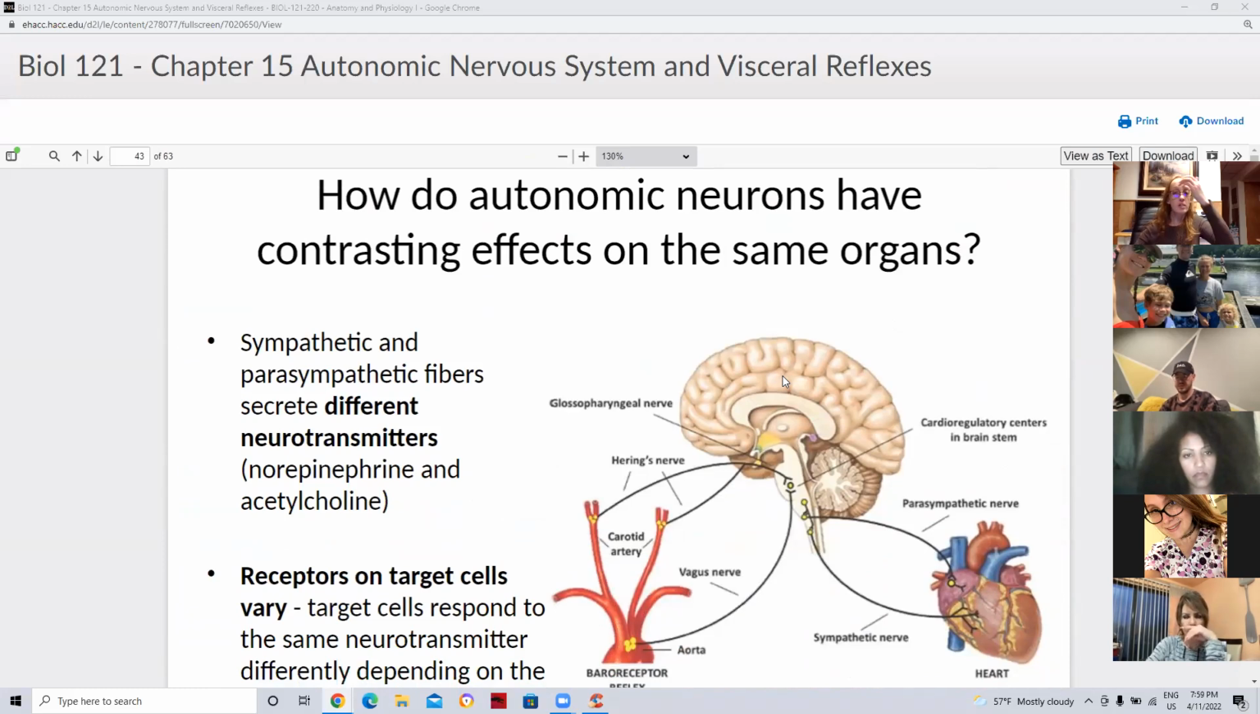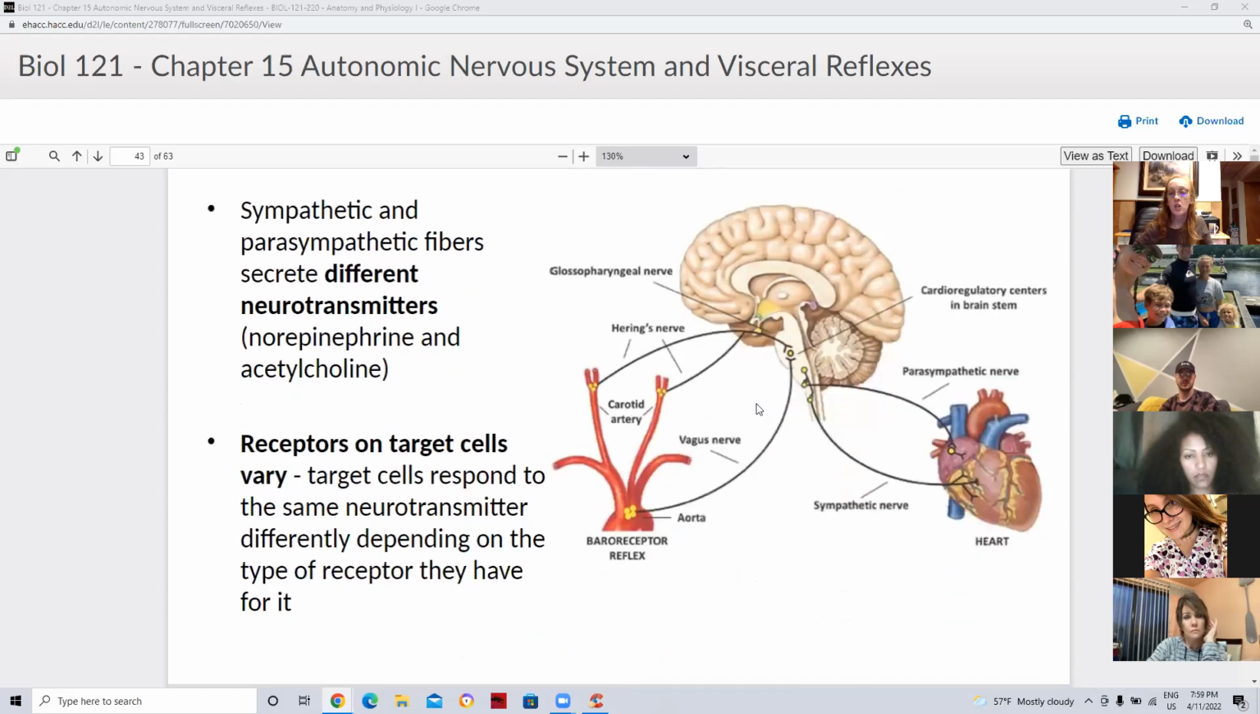So how do autonomic neurons have contrasting effects on the same organs? Well, two different ways. They can secrete different neurotransmitters, and the receptors on the target organs can vary. Target cells can respond to the same neurotransmitter differently depending on what receptors are present.